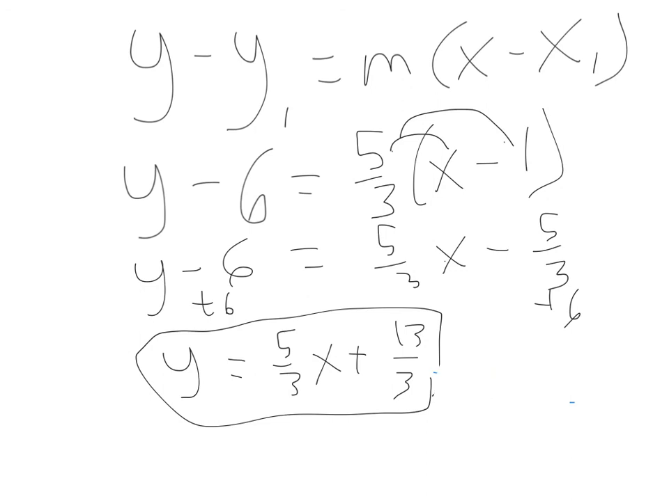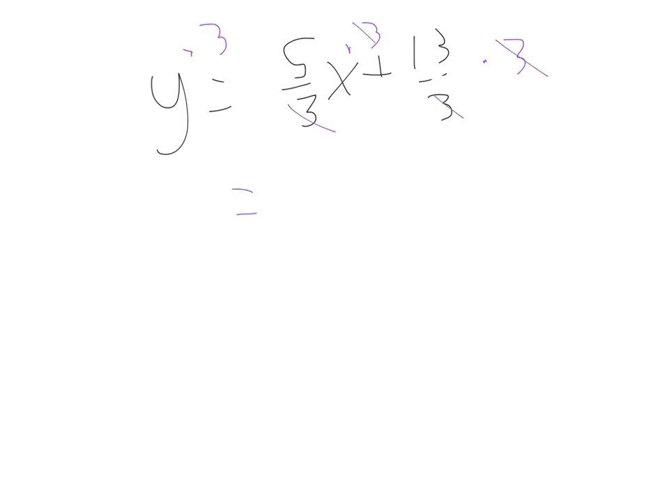Now, you may be asked to give the equation in both slope-intercept form and in standard form. If you're asked to also give it in standard form, here's what you would do. You would take your equation in slope-intercept form, 5/3 x plus 13 over 3, multiply by 3, get rid of the fractions. That's why we multiply by 3, because both fractions have a denominator of 3. So you have 3y equals 5x plus 13.